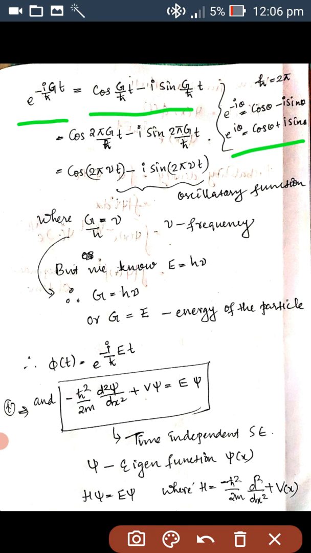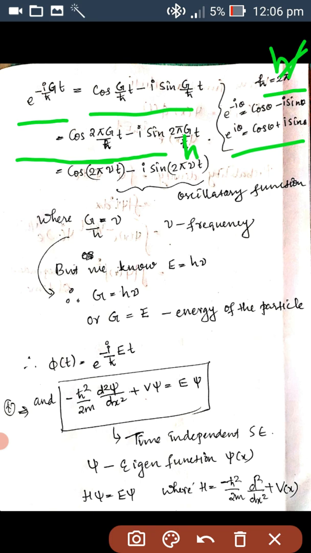And h cross is nothing but h by 2 pi. Here is a mistake. So h by 2 pi. So cos 2 pi g by h into t minus i sin 2 pi g by h into t, it is h, not h cross. This is an oscillatory function. So g by h is a constant, and this function is an oscillatory function which depends on time.